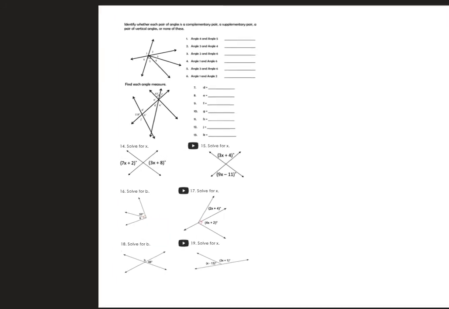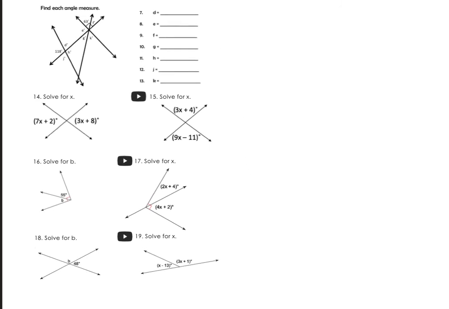All right, now I'm just going to go over a couple of the practice problems. So looking at problem number 15. These ones are vertical angles because we have intersecting lines here, and they're the angles across from each other, and we know that vertical angles are congruent. So to solve for x, we're going to set them equal to each other. So 3x plus 4 equals 9x minus 11. Now to solve, I'm going to get my variables on one side, so I'm going to move my variables over to the right-hand side.